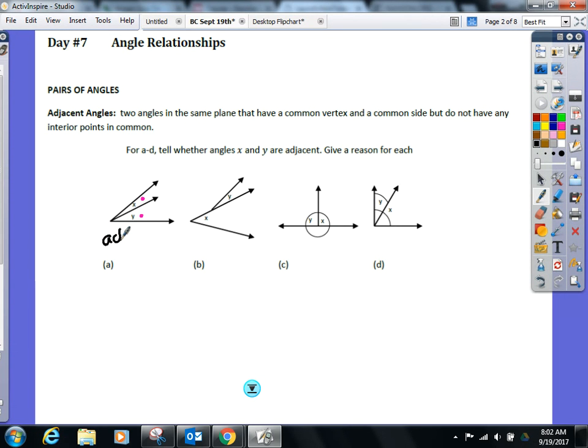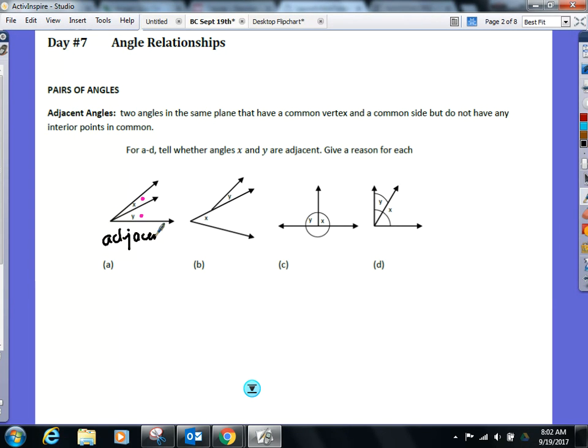They are adjacent. What do you think about the next pair? And if you're going to say no, make sure you back yourself up with something that it does not follow. Go ahead, James. Correct, not adjacent, because look, here's the vertex for Y, here's the vertex for X. No good. Everyone see that? Okay, so not adjacent.